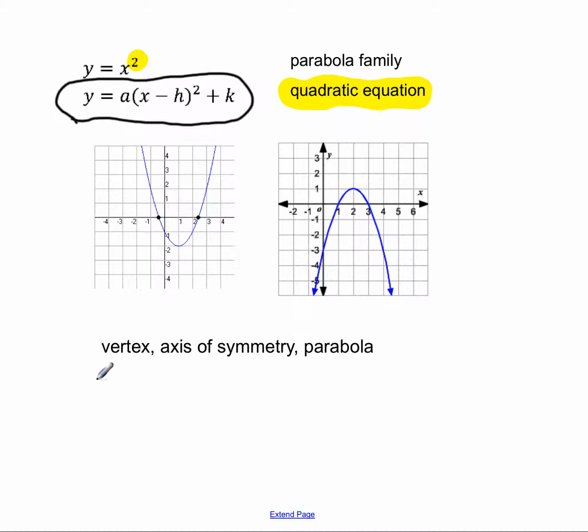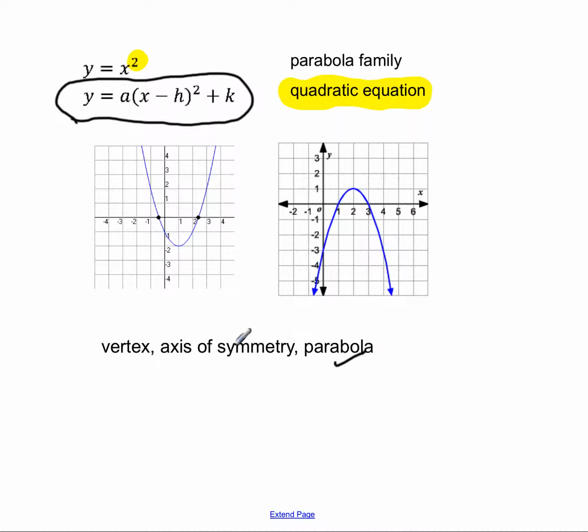Okay, so three words you need to know: vertex, axis of symmetry, which I guess is a phrase, and parabola. Okay, we got parabola, right? That's a gentle curve. It's got symmetry. It's facing up. It's facing down. And it's part of the parabolic family, which has an exponent of 2 on our variable x. Okay, see, x is a little bit more hidden here, but x minus h is still squared. So we got that one.